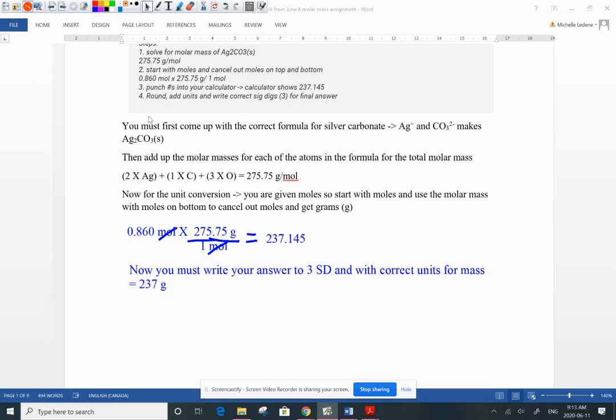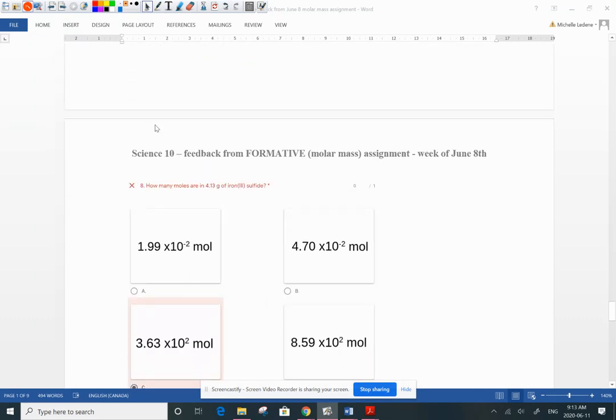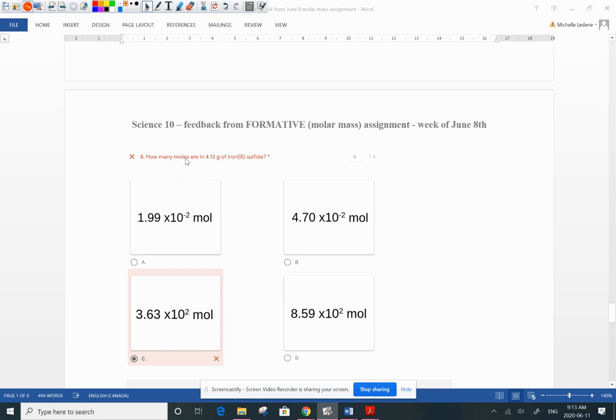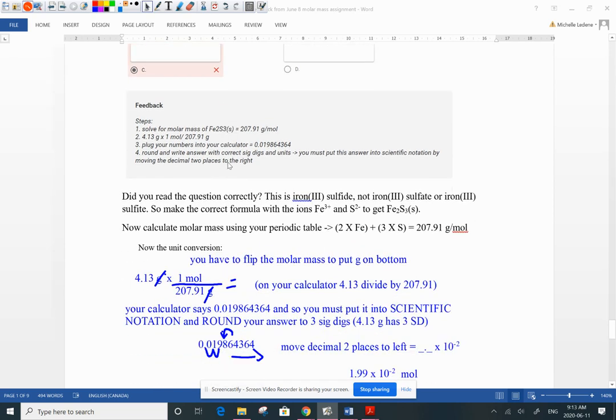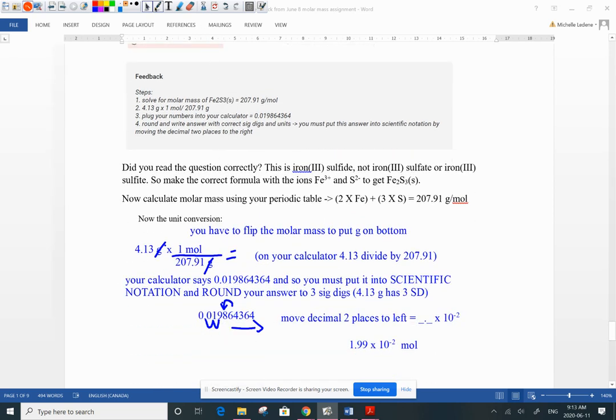Finally, this last question, a lot of students got wrong. Again, I'm looking for moles and I'm given mass, but there's a twist to this question, and that is that you have to actually put this into scientific notation. So here's a reminder of how to do that.